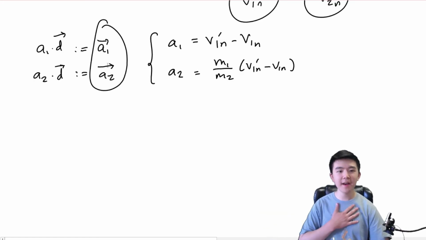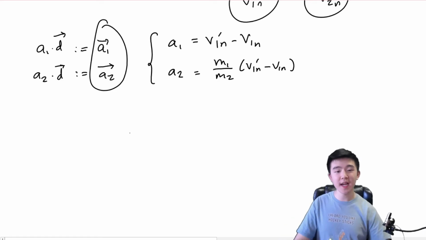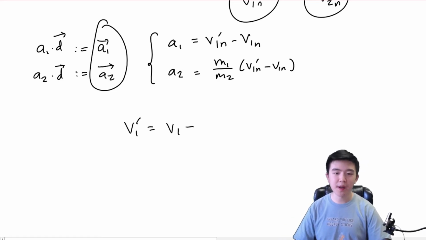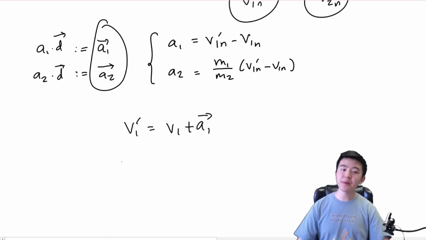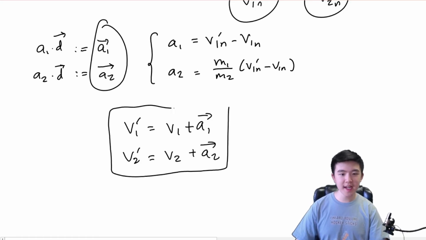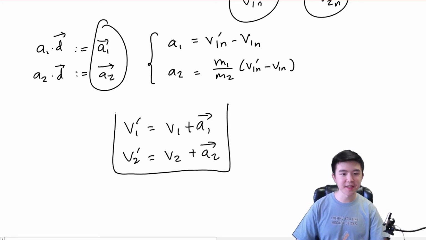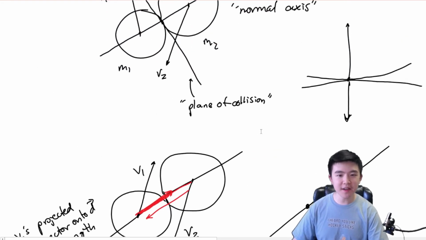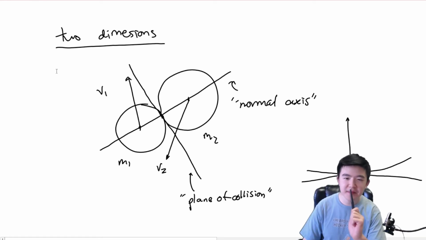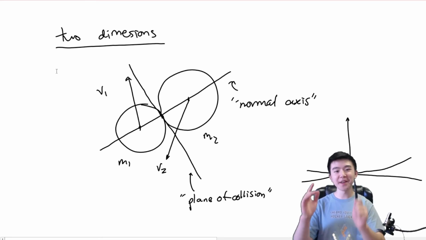All right, now we have our acceleration on the two balls as a result of the collision. Now we can do v1 final equals v1 plus the acceleration on ball 1, and the final velocity of ball 2 is equal to v2 plus a2. And that's pretty much it for 2 dimensions. To summarize what we did here, we drew a plane of collision, which actually we didn't really use that much, and we drew a normal axis.